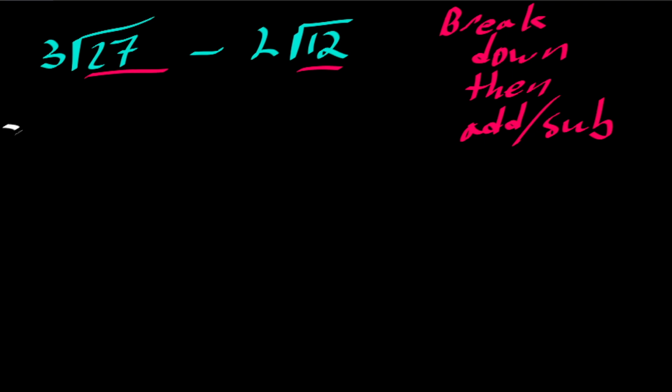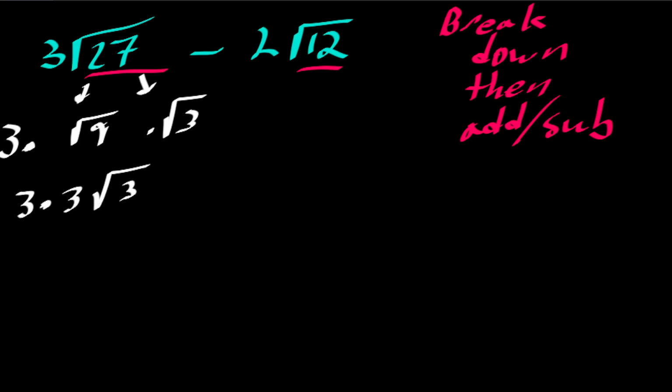So 3 is going to be on the outside times, let's see if we can break down the square root of 27. So we're going to use 9 and 3 because 9 is the biggest perfect square here that divides 27. So then that's going to give us 3 times 3 radical 3, which is 9 radical 3. So that's what we have on the left.